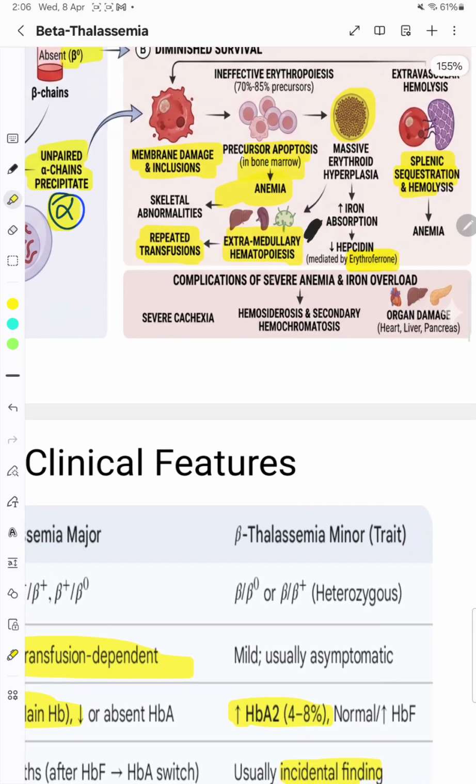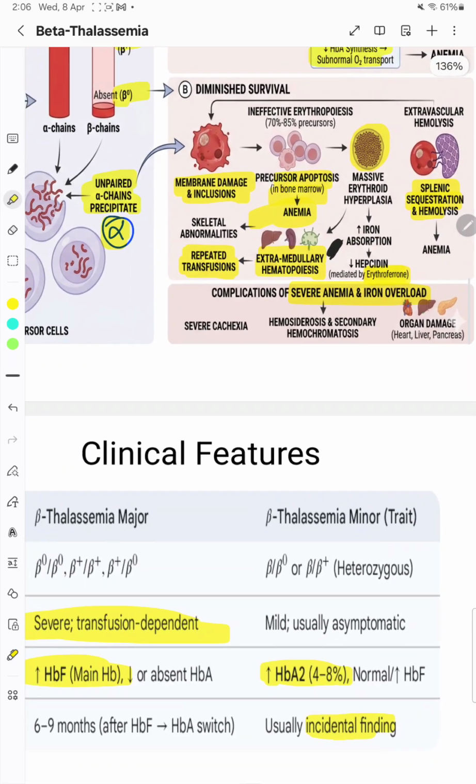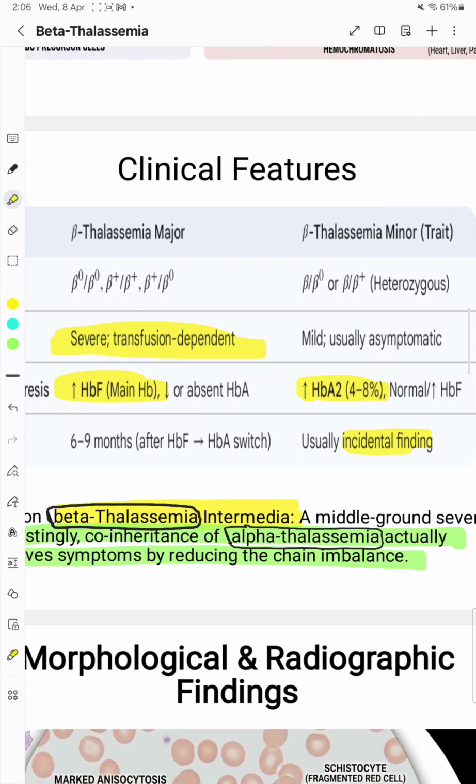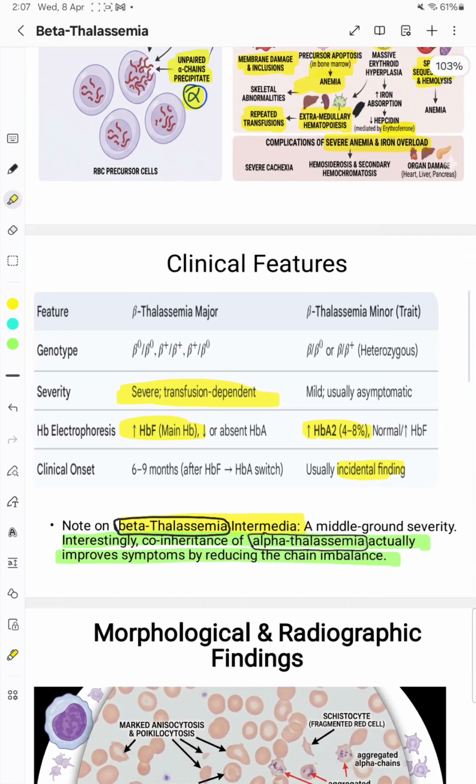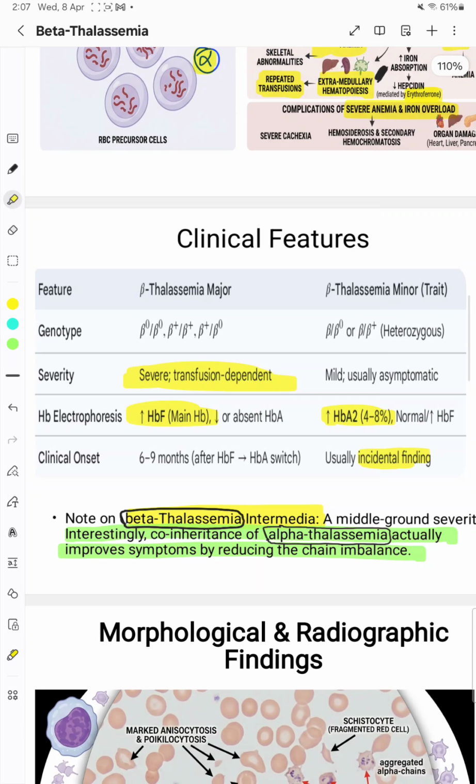So iron overload we will discuss into the complication. The clinical features are the typical clinical features of the anemia: pallor, weakness. As this is hemolytic anemia, jaundice can be seen, icterus can be seen.